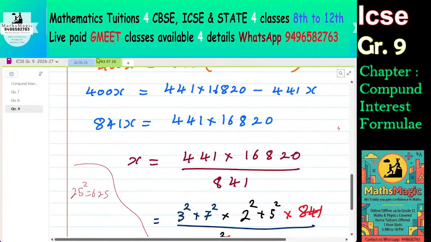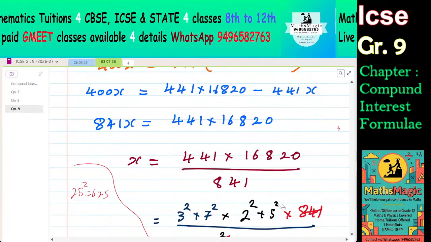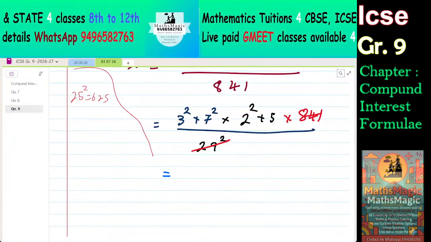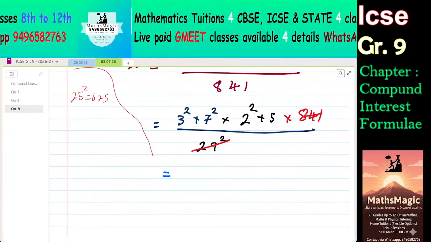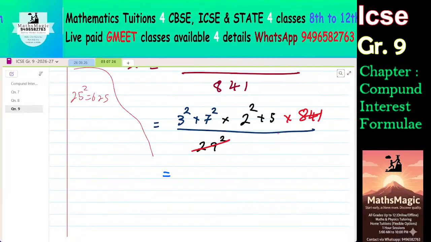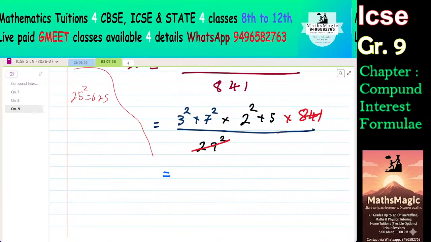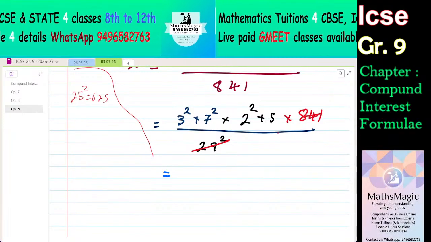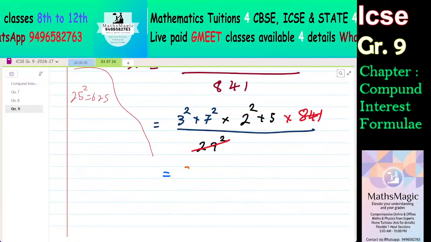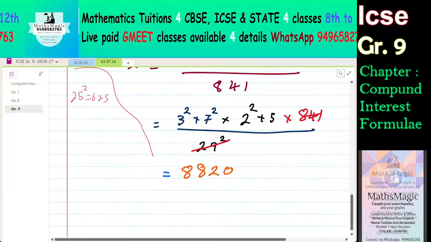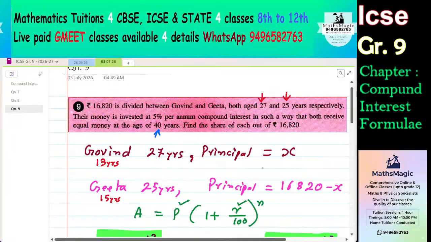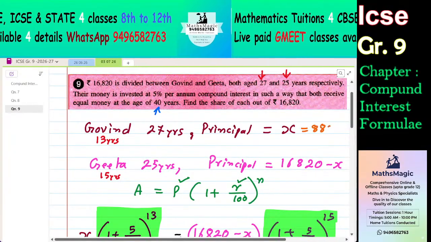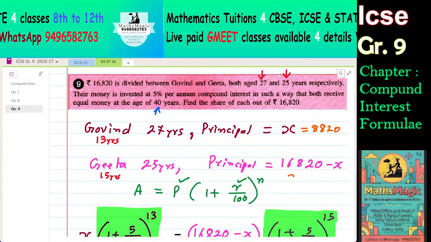You factorized it wrong. Yes. You need to be very careful. Yes, only one five is there. Now you are all right. I was thinking what went wrong. Now you have the answer, right? Yes, all of you have got 8820. So who got 8820? Govind got 8820. So the remaining 8000, right?